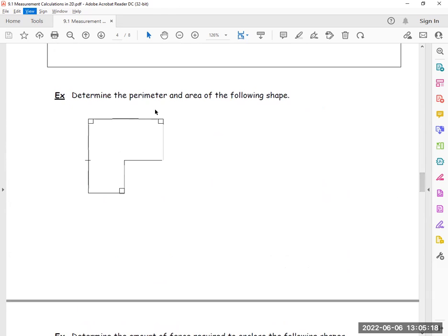Determine the perimeter and the area of the following shape. Now, I think maybe we forgot to put in some numbers or the numbers actually got cut off. Let's say that this is 10.